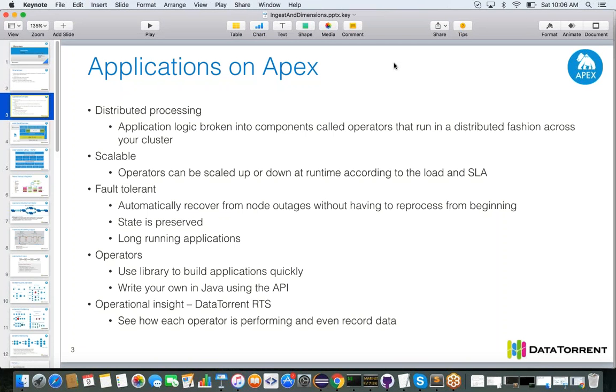On top of this, DataTorrent RTS gives you operational insights for how your distributed application is running on the cluster, and also gives you a bunch of other insights on application assembly, and thereabouts. Gonna see if I have questions.